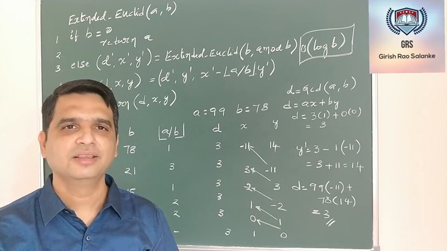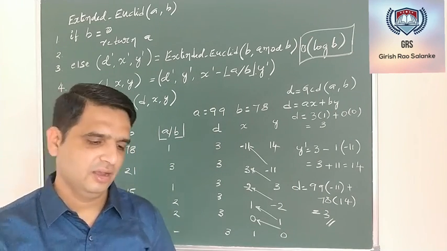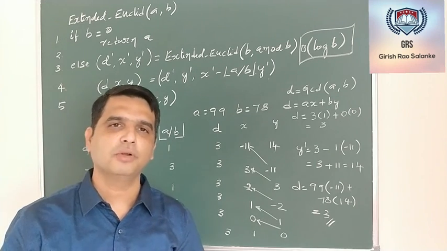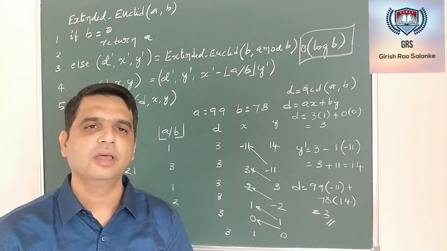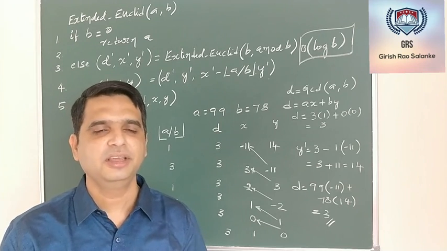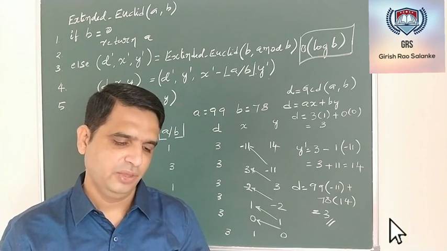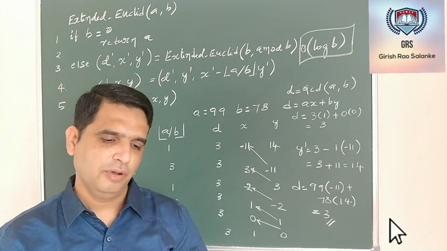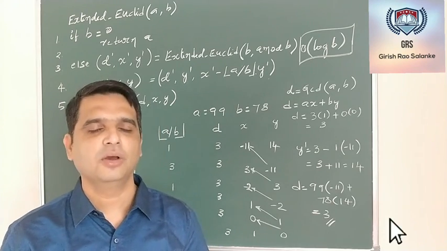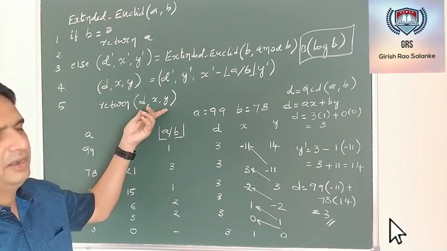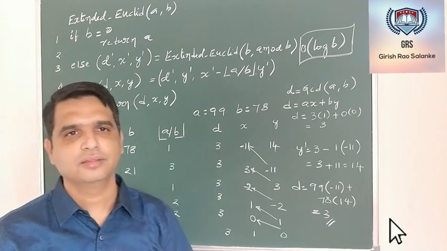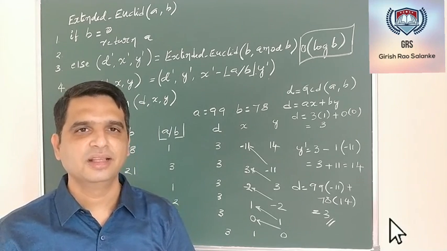Hope this is clear. This was about the concept of the Euclid's algorithm to find the GCD of two numbers, and how to use the Euclid's algorithm to have the extended Euclid's algorithm which returns the triplet D, X and Y. Hope this was clear. Thank you.